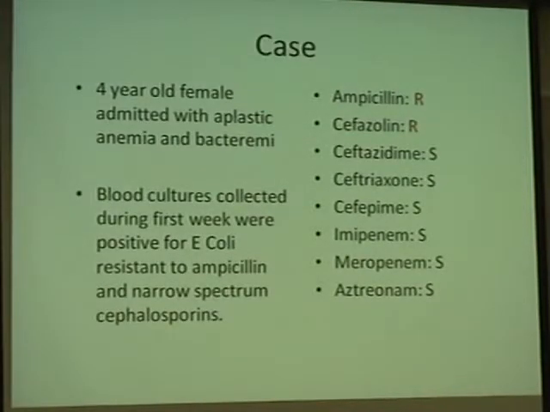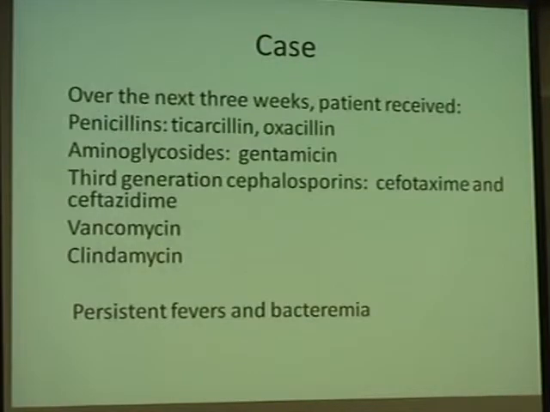So we're going to start with a case. This is a 4-year-old female who was admitted with aplastic anemia and bacteremia. The blood cultures collected during the first week were positive for E. coli resistant to ampicillin and narrow spectrum cephalosporins, okay? So just kind of keep that in mind for a second.